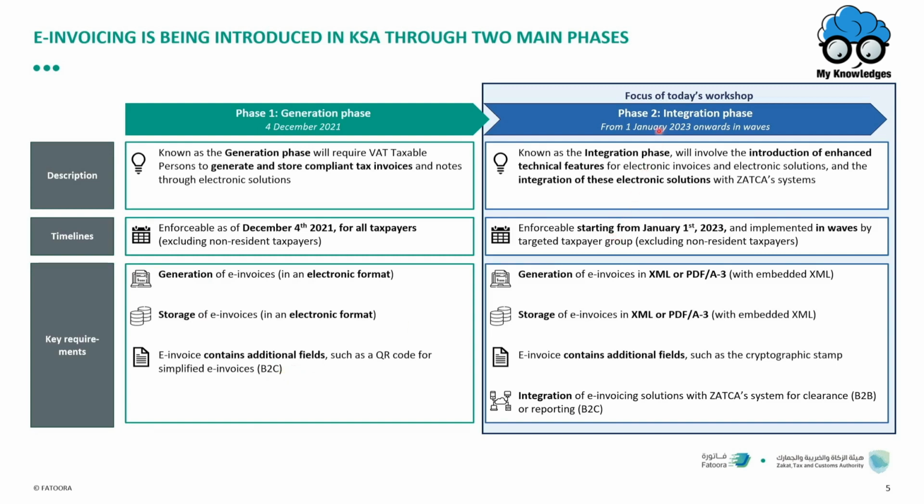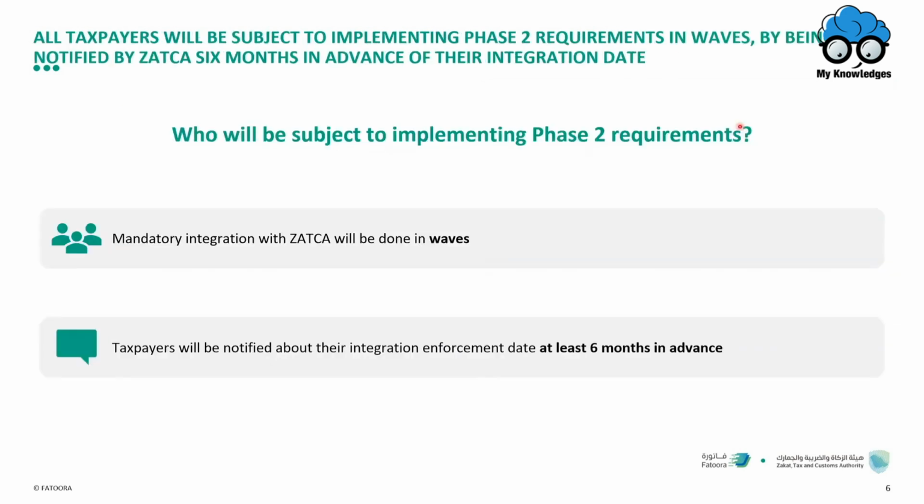Now the next phase, which is Phase 2, will start enforcement on January 1st of 2023. This is what we call the integration phase. And mainly what we are requiring from our taxpayers is to generate invoices in an XML format and store, of course, the said invoices in the XML format. This XML will also include some additional fields, more specifically some security-based fields such as the cryptographic stamp. And then finally, they need to integrate with Zatka's invoicing platform to report their invoices. So this is, in a nutshell, the general differences between Phase 1 and Phase 2. And our sessions moving on will be focusing on Phase 2.